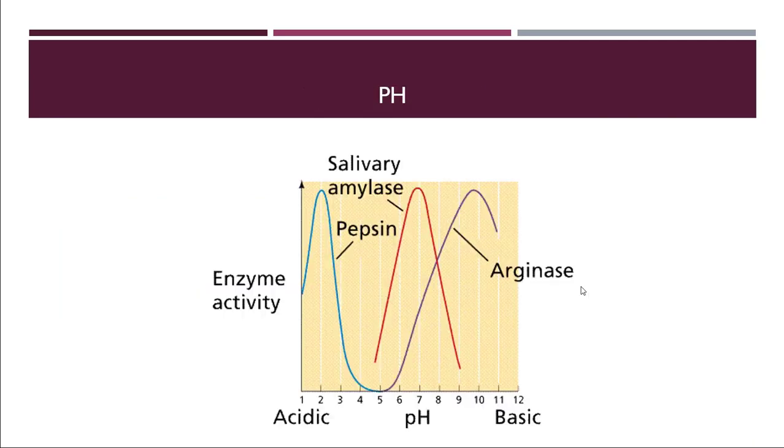Okay, next is pH. Now for pH, there is no specific statement for it. Each enzyme has its own characteristics. If they are present in our stomach, they do their maximum function in an acidic environment. If they are present in a normal environment, like salivary amylase, then they will function at a normal pH. And the enzyme that works in a basic environment, like arginase, will function best if you provide a more basic environment. So each enzyme has a specific pH for it. There is no specific statement for overall enzymes here.